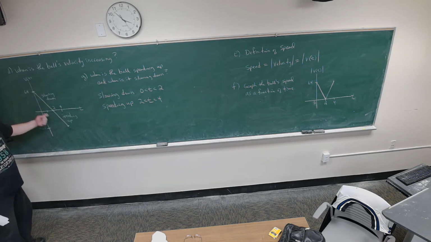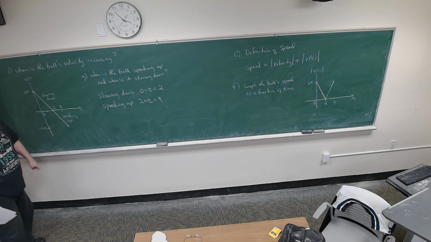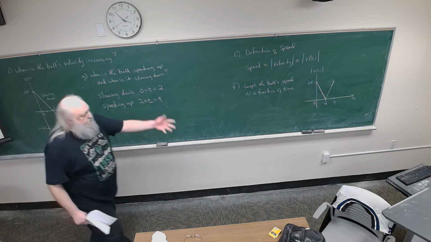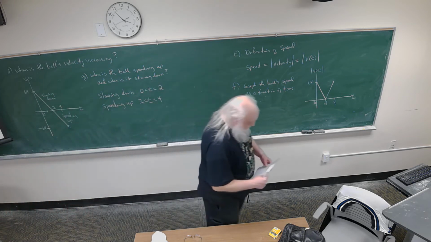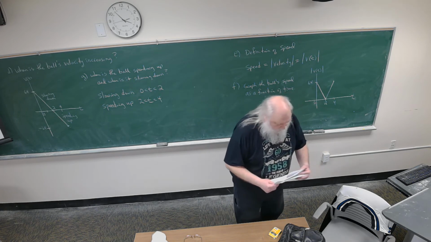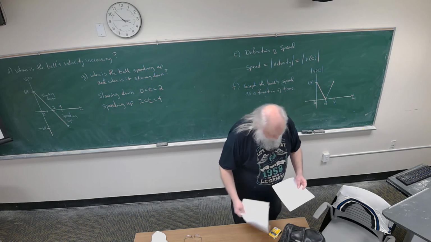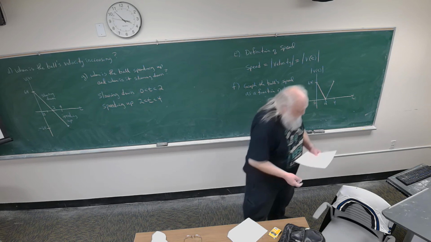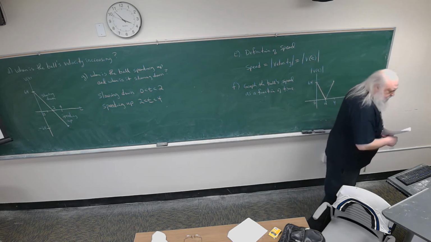And we had the same results over here, just looking at the velocity function, right? Velocity going from 64 to 0 means it's slowing down. And when the velocity goes from 0 to minus 64, it means it's speeding up. Okay? So you get the same result from both graphs. Okay? All right, so that's an example of rates of change in the sciences.